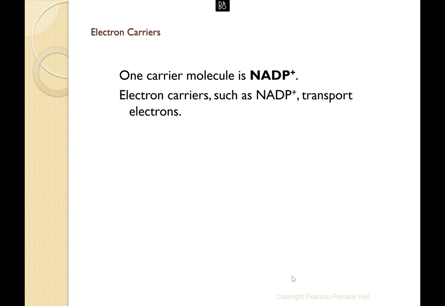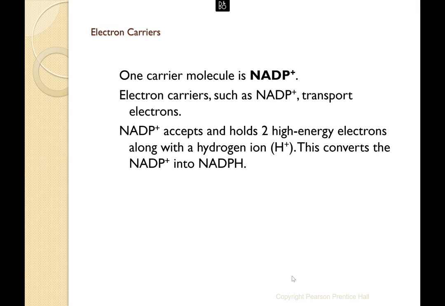So NAD plus, sorry, NADP plus. I always think P for photosynthesis, right? In cellular respiration, it's NAD plus. In photosynthesis, NADP plus. But you see you have that plus, so this is ready to take on negative charges. It takes two high energy electrons along with their hydrogen and gives you NADPH.